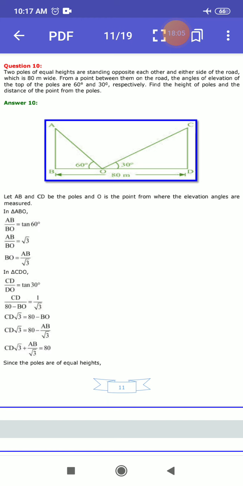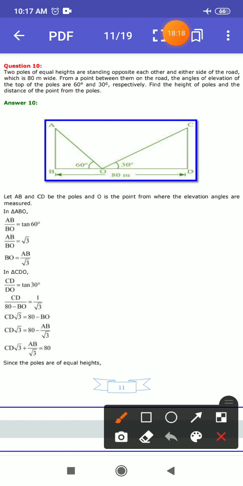This is your homework question. I will explain what the figure looks like and how the figure is created. In this question you see two poles of equal height. The first pole is AB, the second pole is CD, and they have an equal height. That means if this height is H, then this is automatically H.